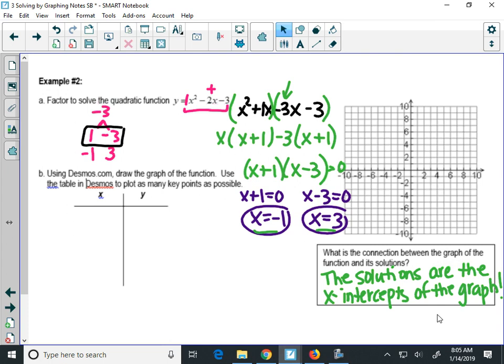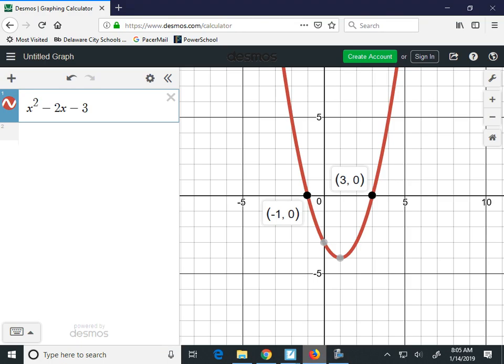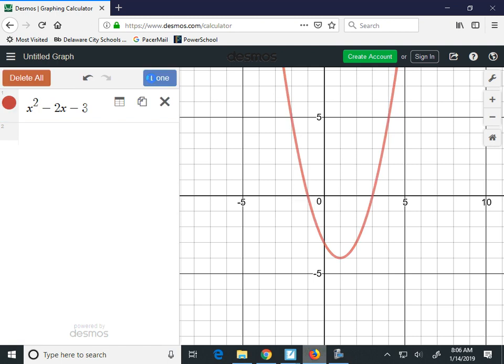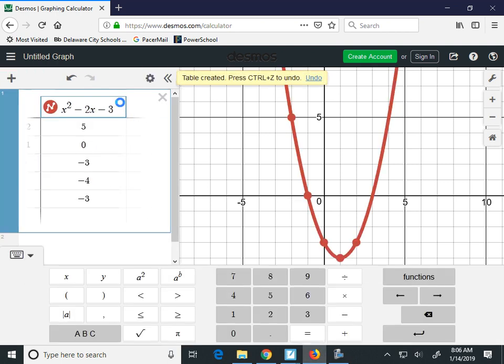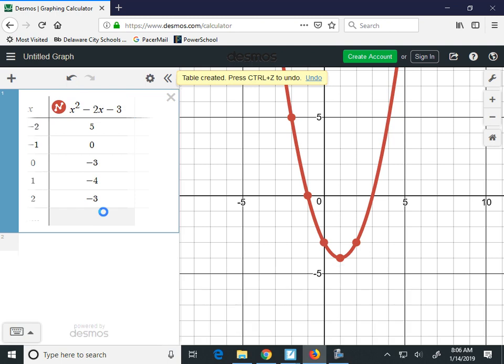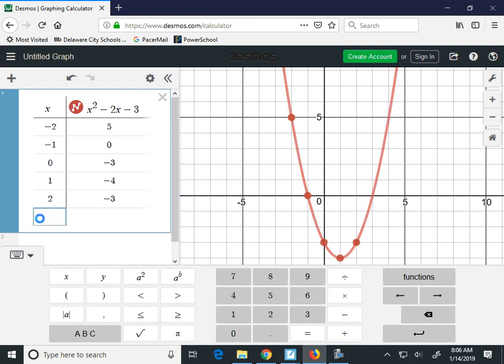So on Desmos, you can make a table because we need to know what points to plot in order to graph this function. To make a table, you hit the gear and then the button that looks like a table. And we are able, here we go, to see some points. I would plot at least -2 to 2. You should click in here. I would probably also plot a few more, like 3 and 4.